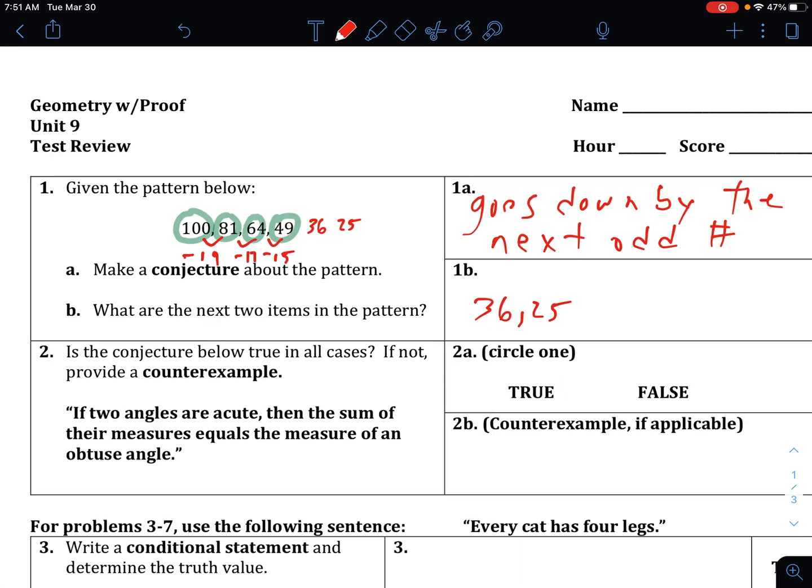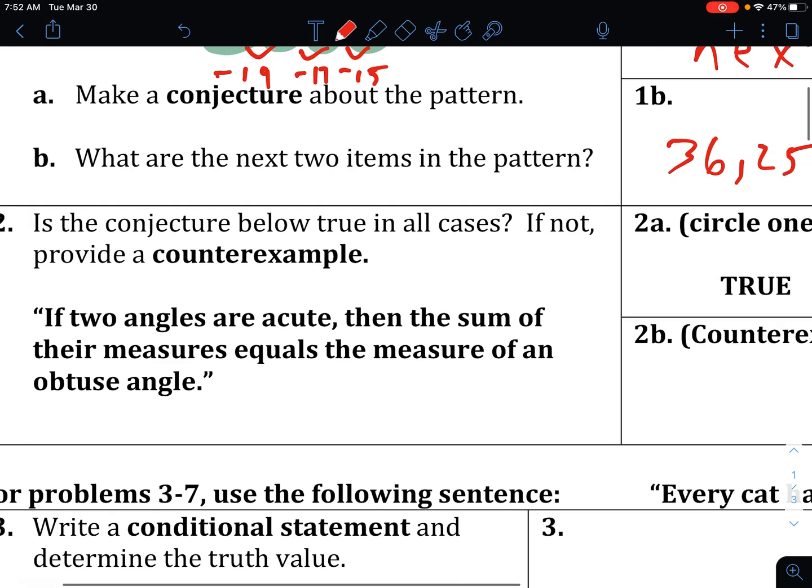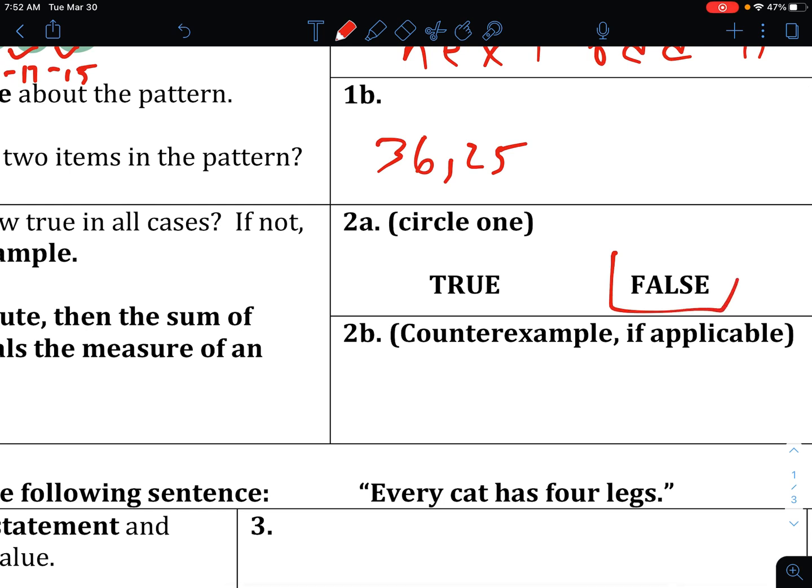All right. Is the conjecture below true in all cases? If not, so it's saying if two angles are acute, then the sum of their measures equals the measure of an obtuse angle. So we have two angles that are less than 90 added together, means it's equal to an obtuse angle, which would be bigger than 90, right? Is that true or false? So if you put true, that means it's true for every case. I'm going to put false, because I don't think it's true for every case.